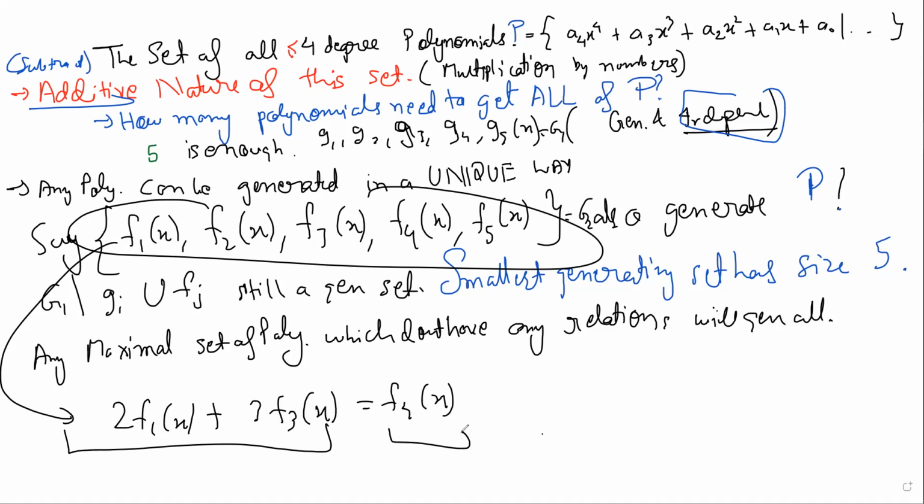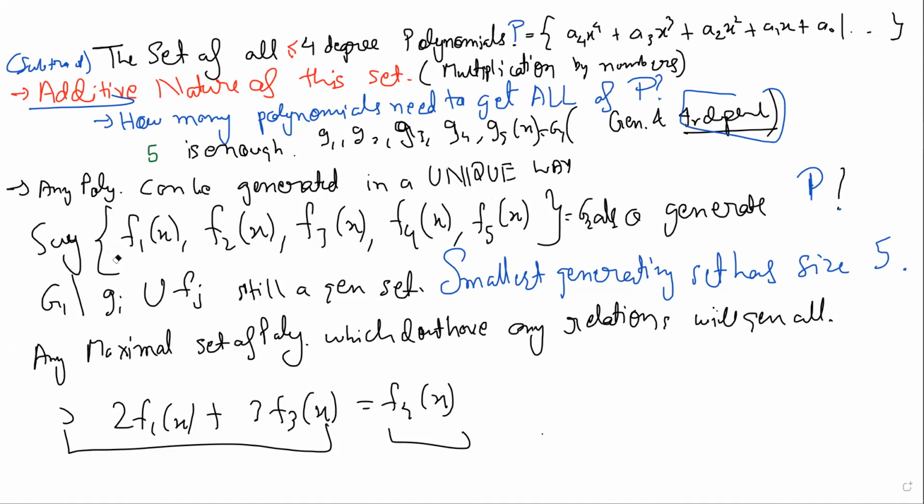A relation means an equation, a form of an equation. So I don't want any equations. As long as you do not create any equations among your polynomials, as long as you don't create any cycles, don't have any relations, same thing, then you'll end up with a maximal generating set. You'll end up with a generating set once you cannot do it further.